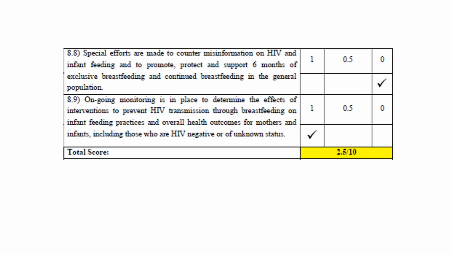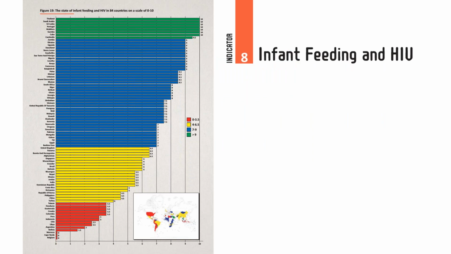And 8.8, we do not make special efforts to counter misinformation on HIV and infant feeding, but we do provide ongoing monitoring to determine the effects of interventions to prevent HIV transmission through breastfeeding and infant feeding practices. So we got a point there. So our total for this was 2.5. When we look at the chart, where will 2.5 put us? You can tell by the map that we are going to be in the red again.